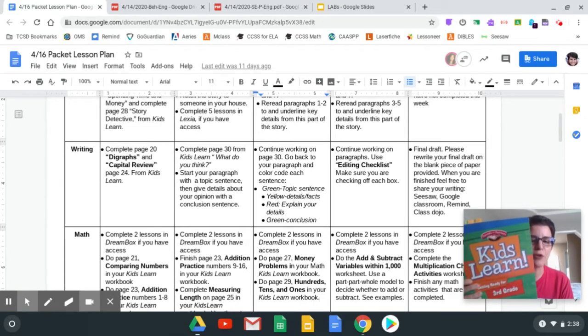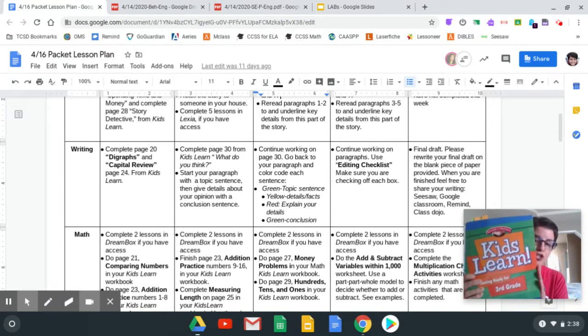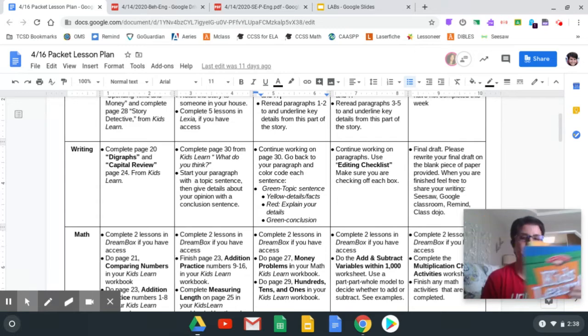When do you use capital letters? What are digraphs? We've talked about that in your walk to intervention. You will find that page very easy. Parents, I also want you to know that in the very back of this workbook, you will have answer keys to everything. So you can check to see if your kids are doing these pages correct or not.